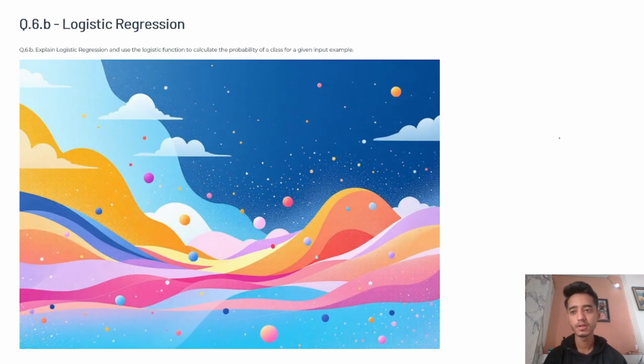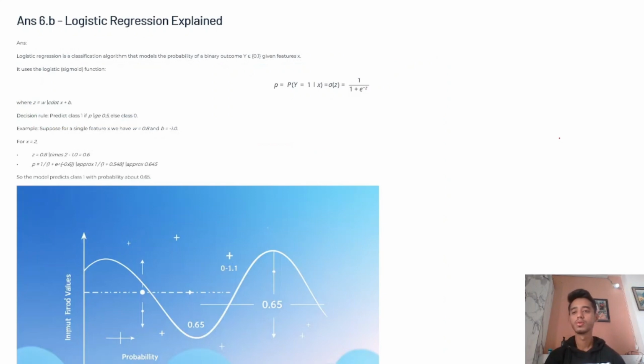Now let's see the next part of this question, which is: explain logistic regression and use the logistic function to calculate the probability of a class for a given input example. So, logistic regression. Logistic regression is a classification algorithm that models the probability of a binary outcome y belonging to 0, 1 given features x. It uses the logistic sigmoid function, because of which the output is between 0 and 1.